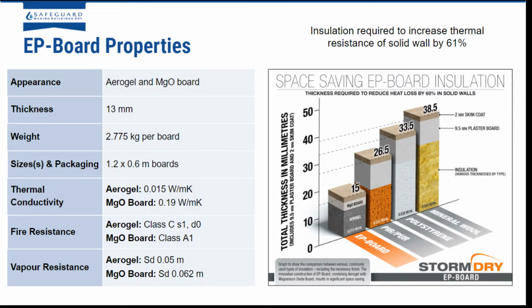So the properties of this is that we've got really, really low thermal conductivity. So aerogel has a 0.015 thermal conductivity. Most other internal wall insulations will be around 0.5, 0.4. So it's massively reduced.